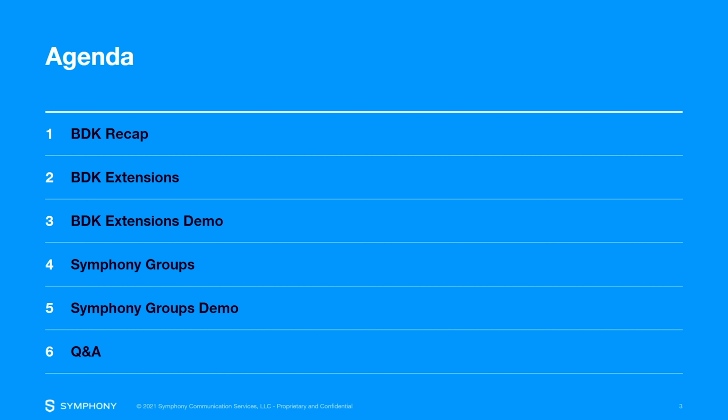So, today's session will run for about half an hour, and we will be covering some of the new features that are available for developers as part of the BDK ecosystem. We will first do a recap on the BDK's architecture, followed by what this new BDK extension framework is about, and then we'll dive into a demo on how to build an extension. After that, we will introduce the first use case of extensions in the form of Symphony Groups and do a demo of that as well. And at the end of this session, we will open the floor for questions.